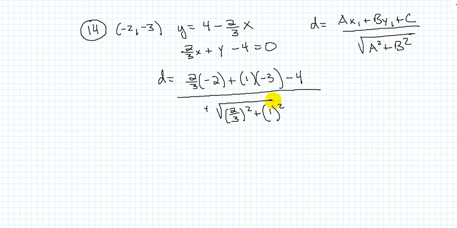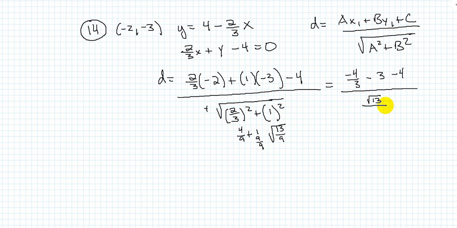This might be a little trickier to do without a calculator, but try to do all your fractions and everything without a calculator. I would get negative 4/3 minus 3 minus 4, all over the square root. Let's see, let me do it here. That would be 4/9 plus 1. 1 is the same thing as 9 over 9, so that will be 13/9 underneath the square root. Or you could write the square root of 13 over 3. Square root of 9 is 3.